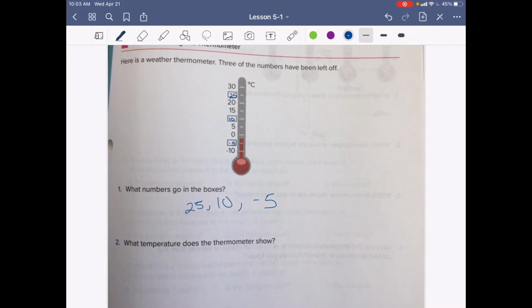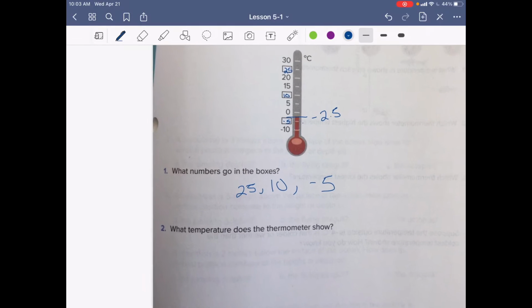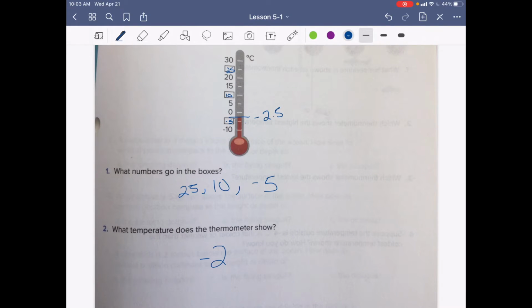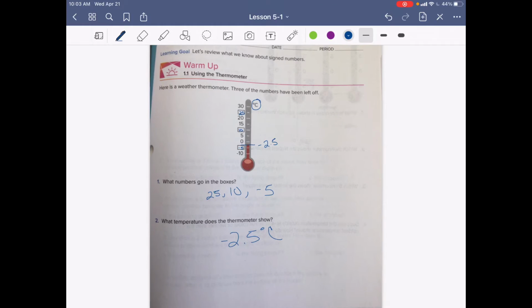And then it asks us here, what temperature does the thermometer show? So if we're looking at the thermometer, it looks like it's warmer than -5 degrees, but it's not quite 0 degrees. So it's about halfway between. So I would say it's about -2.5 degrees. And it's degrees Celsius because right here it is showing us Celsius. So that was the warm-up. Let's go ahead and turn the page.